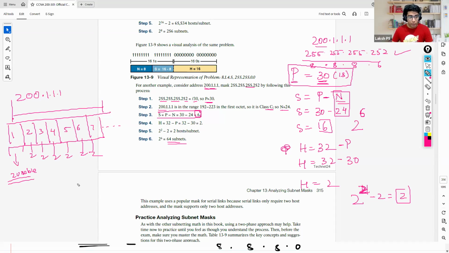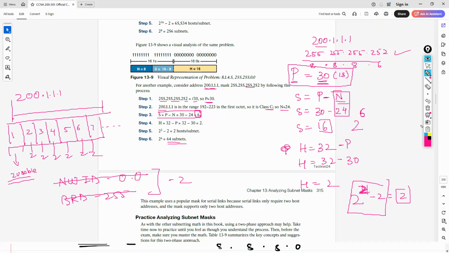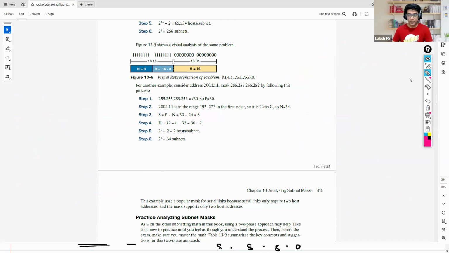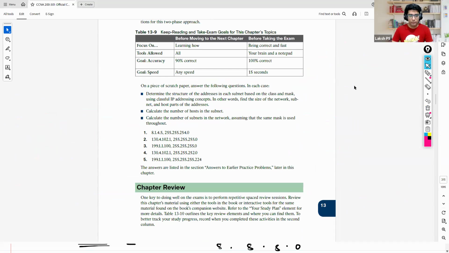Why? Because the first address is the network ID, which we discussed is basically all zeros in the host part, and you cannot assign it. And the broadcast ID, which is all ones in the host part, you cannot assign to any users. So these two are the minus 2 that we see in the formula. Clear? Any question? It's clear. Okay, let's see if we have a few.